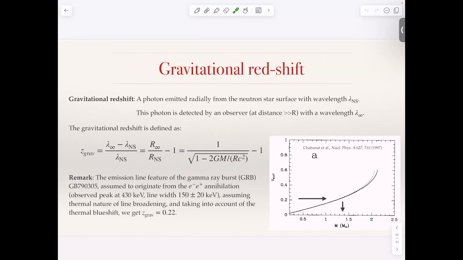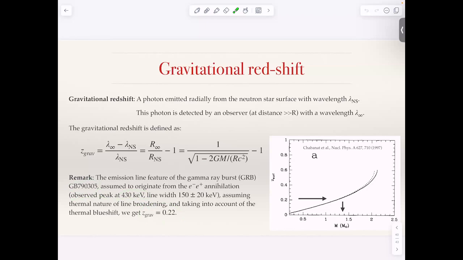You could also analyze, or you could believe the people who have analyzed, gamma ray bursts. So they made some work. I don't want to go further into what they have done, but simply from the observed peak, they were able to determine a gravitational redshift associated with this GRB, which is something like 0.22.